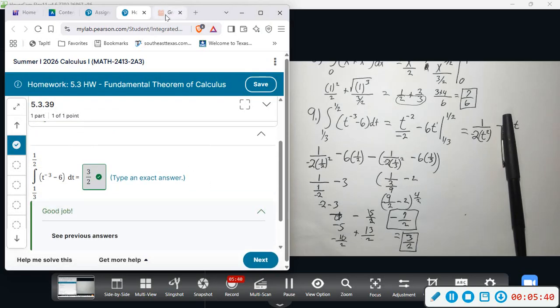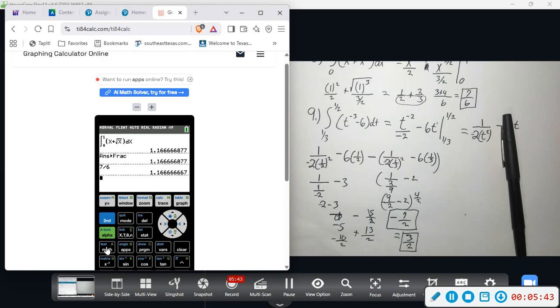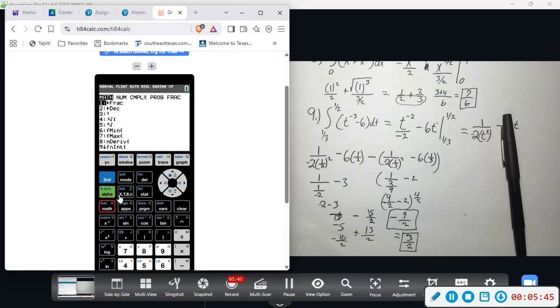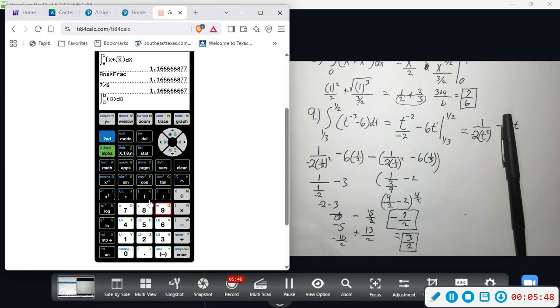All right, and then if we were to do this again to check with the integral math, it looks like math 9. And we are going to go from 1 divided by 3 up to a half. And we're just going to say x raised to the negative third minus 6 dx. Now, I use x because that's the input variable instead of t's, but it's the same.